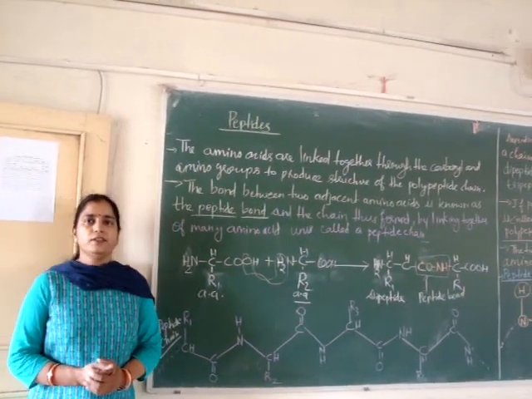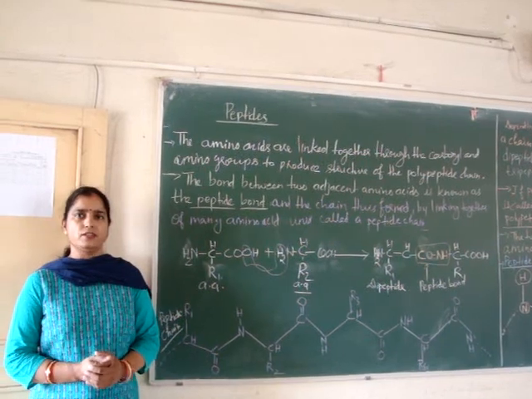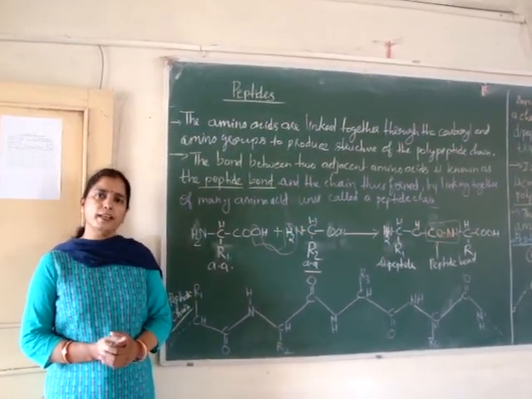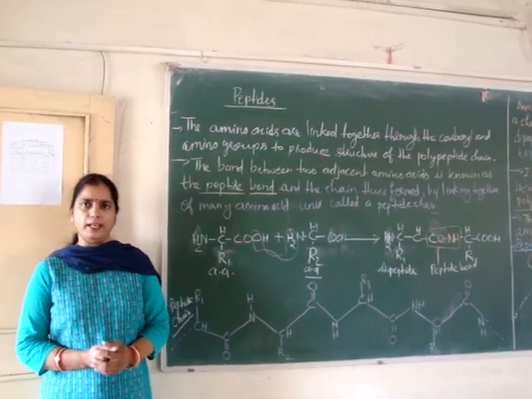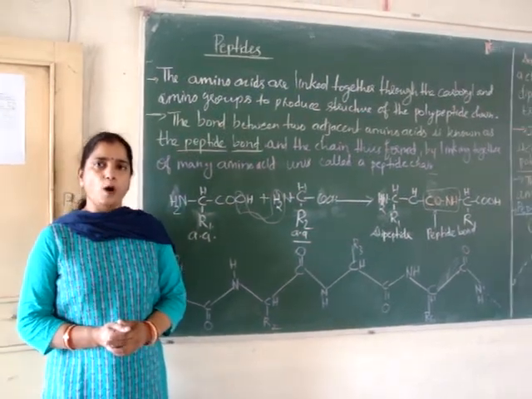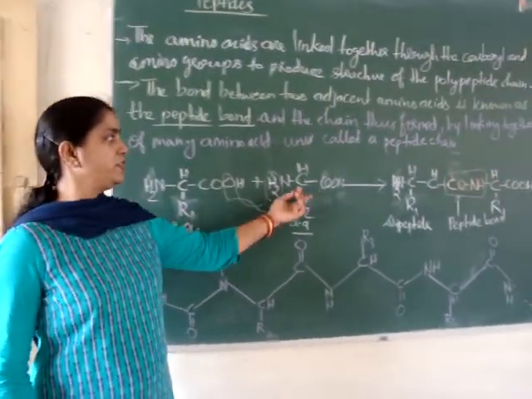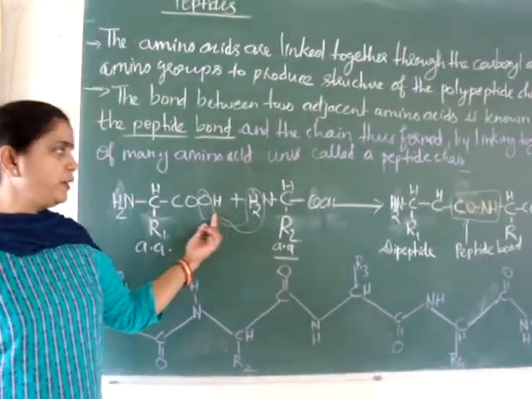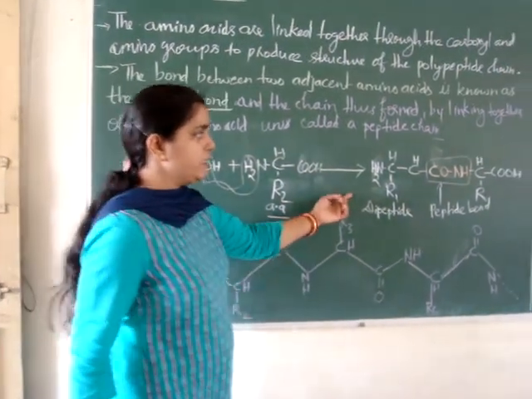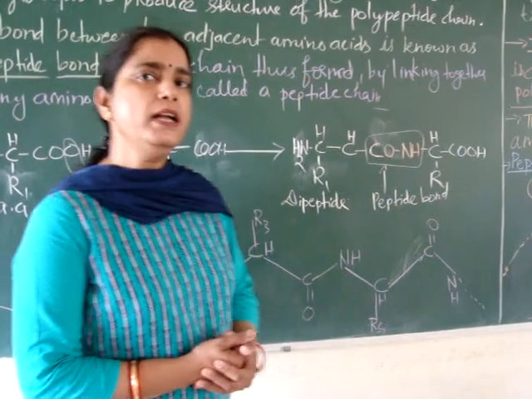Hello everyone, today we will study about peptides. In the previous video we have seen the structure of amino acids, and all of you know that amino acids are the monomeric units of proteins or polypeptide chains. Two amino acids are linked together by a peptide bond, in which the carboxylic group of one amino acid reacts with the amino group of the adjacent amino acid, and one molecule of water is removed like this, and there is formation of a peptide bond, that is CONH, between the two amino acids.